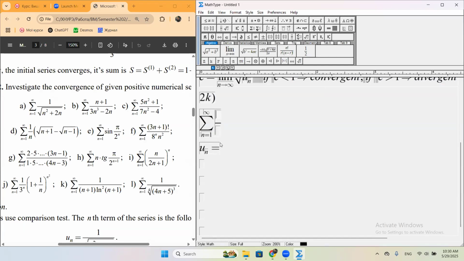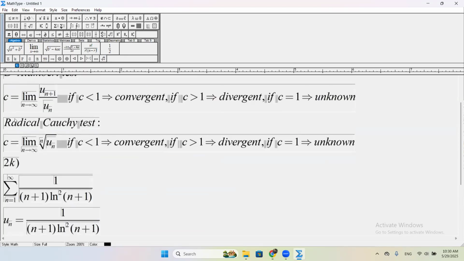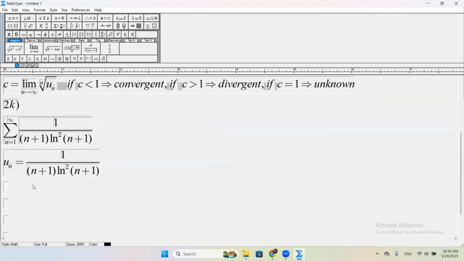We have the following series: n plus 1 and logarithm in power of 2 over n plus 1. Having the nth term, here we will not use the radical Cauchy test, we will use the integral Cauchy test. The idea is the following: we will calculate the integral.